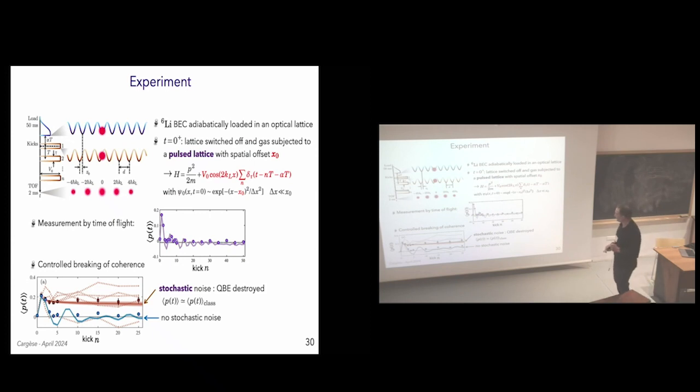What is more interesting, in my opinion, here is that they also managed to monitor the control breaking of the boomerang effect by adding stochastic noise on purpose in their system. So they're adding some noise to destroy the coherence. And when doing so, they found that indeed the mean position then was increasing and then saturating, which is exactly the classical prediction I showed you before.